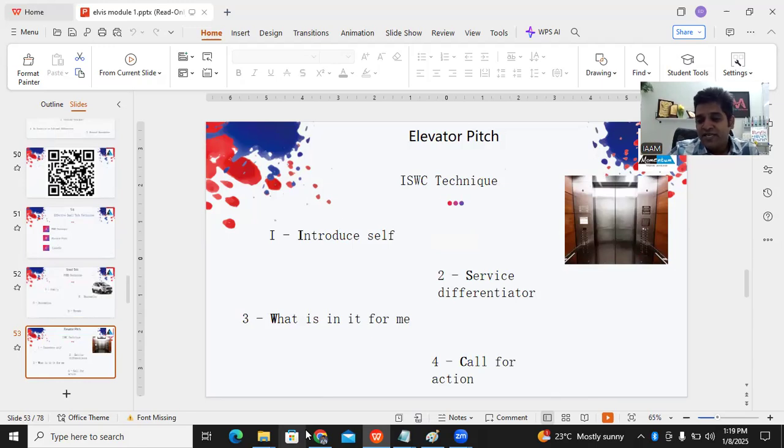So first is introduce yourself. Second is service differentiator. How are you different? Yes, this is specifically from a business point of view. If you want business from someone, you tell them how you are different, how your service is different in the service that they need. Third is what is in it for me. Yes, tell the person what is in it for them.